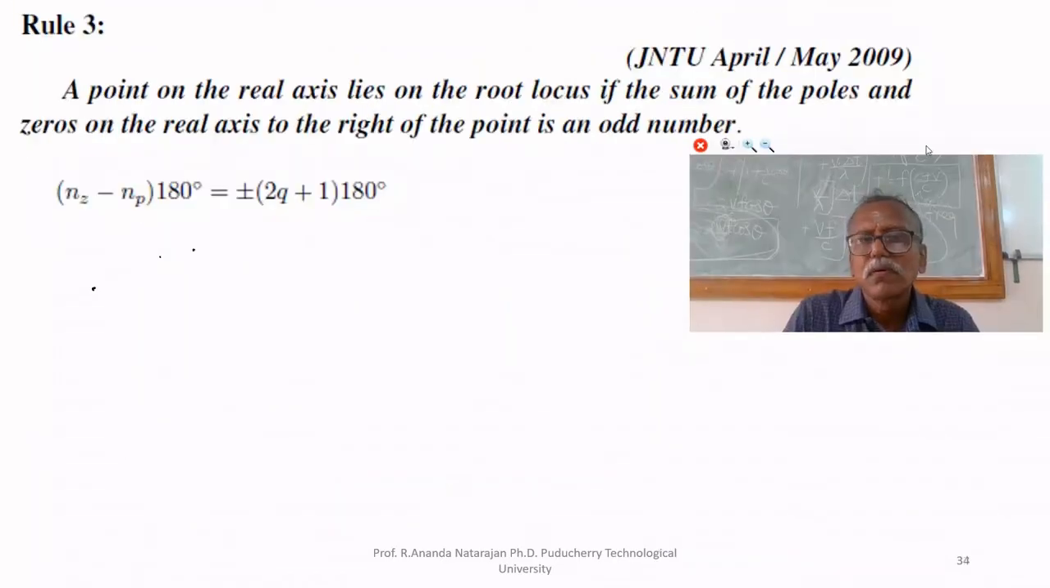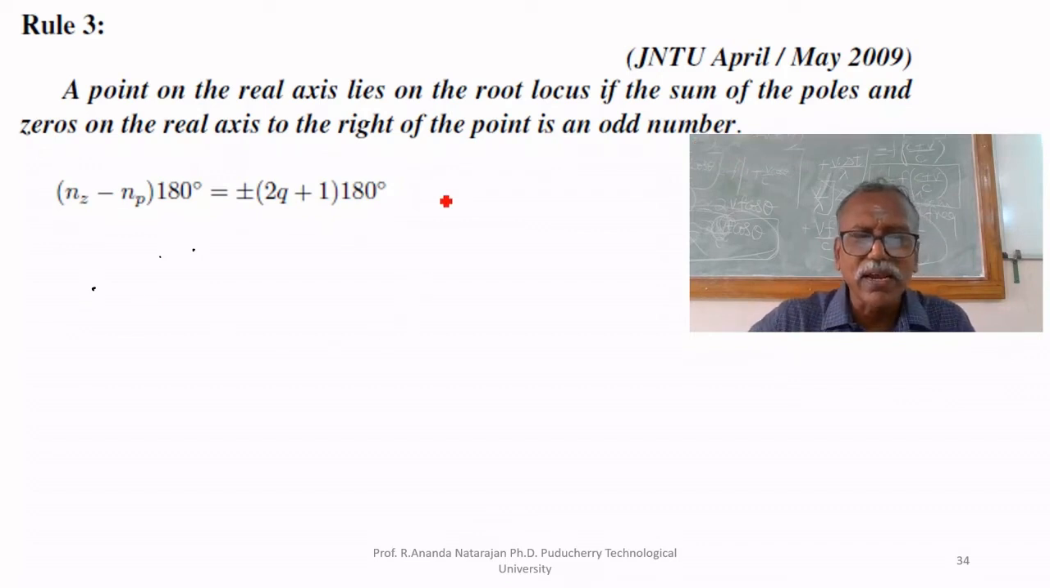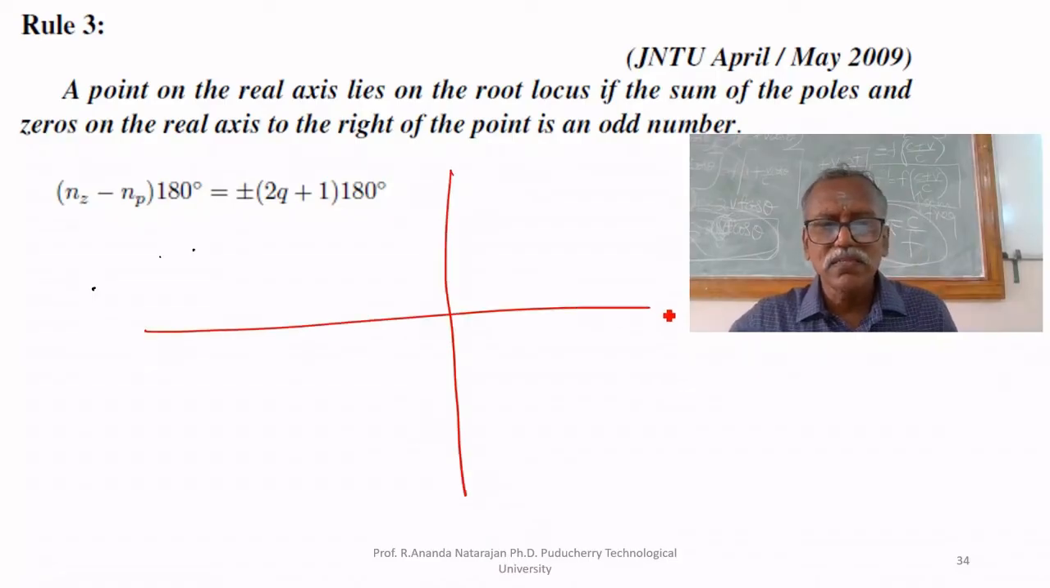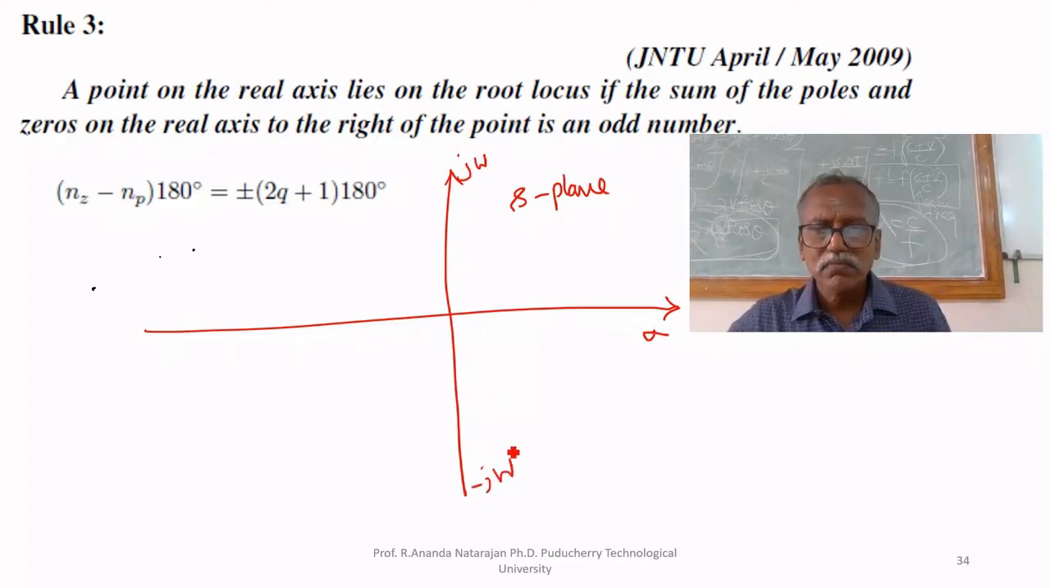The third rule says a point on the real axis lies on the root locus. What is a point on the real axis? This is the S plane. We will draw the root locus on the S plane. This is the real axis, this is the imaginary axis. Any point on the real axis. Suppose I am selecting a point S0. This is a point on the real axis.